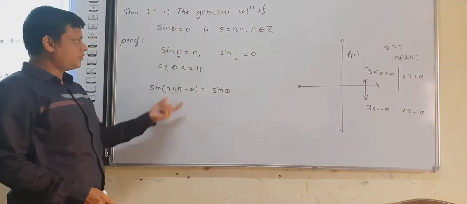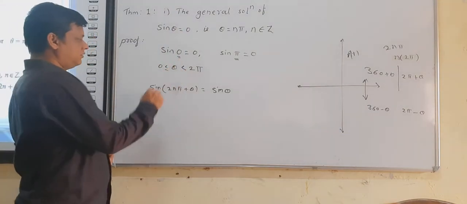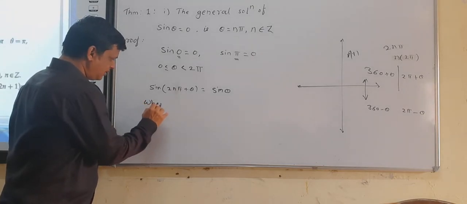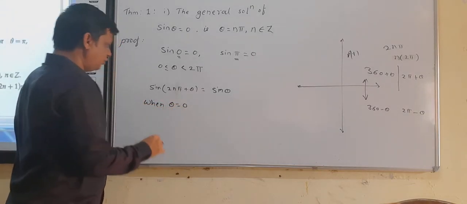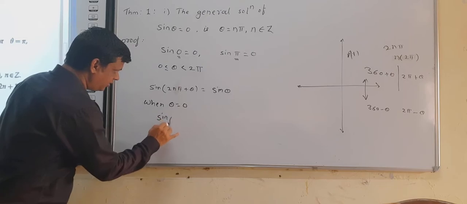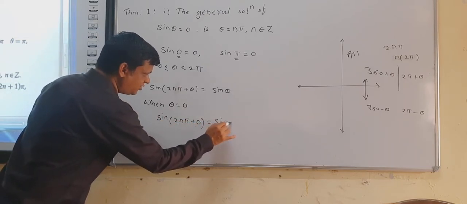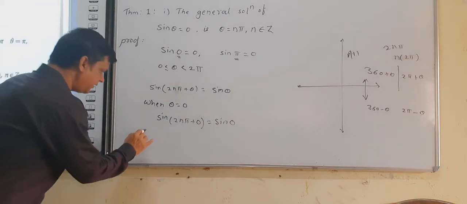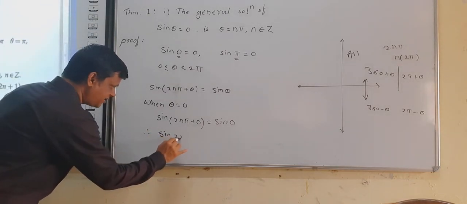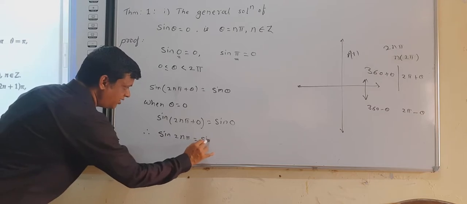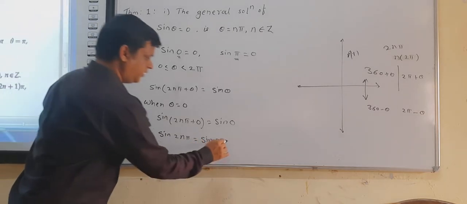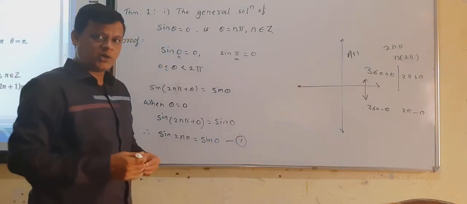Now first we substitute theta equals 0. When theta equals 0, sin of 2n pi plus 0 equals sin 0. Therefore sin 2n pi equals sin 0. Denote this as equation number 1.